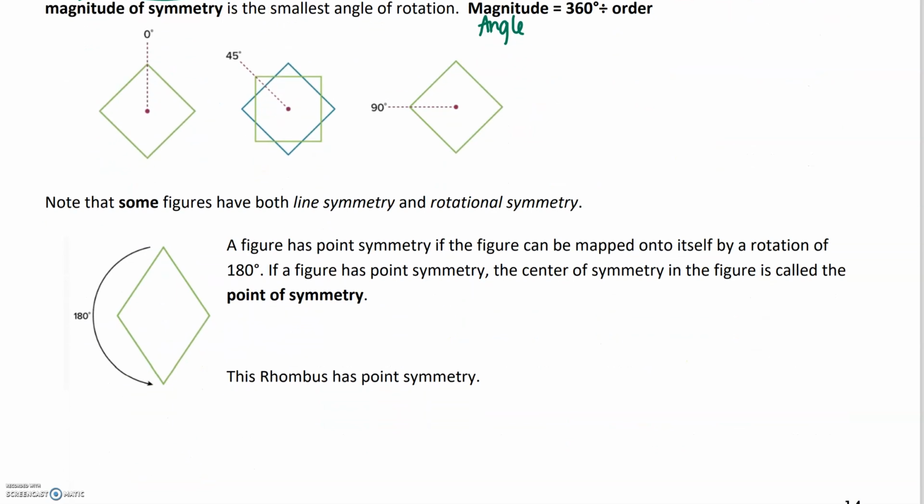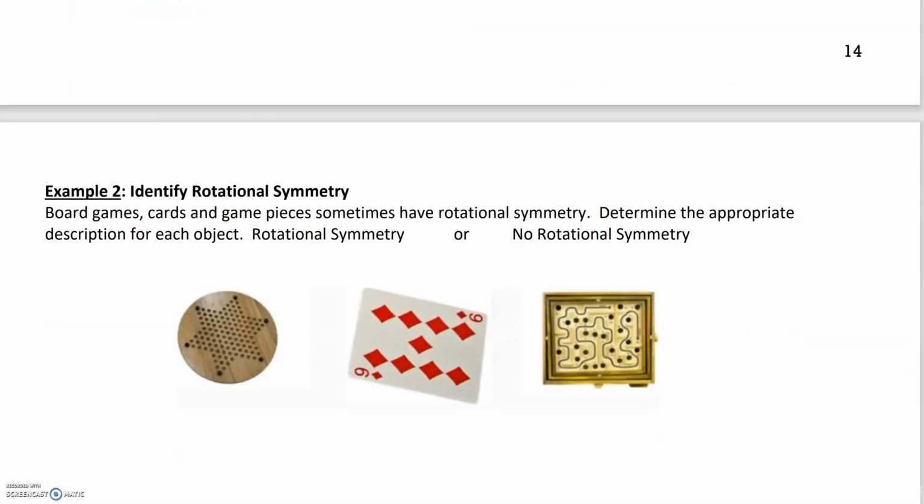Some figures have both line and rotational symmetry. A figure has point symmetry if the figure can be mapped onto itself by rotating 180 degrees. So if it matches up at 180, then it has point symmetry. All right, so let's take a look at a couple of examples.